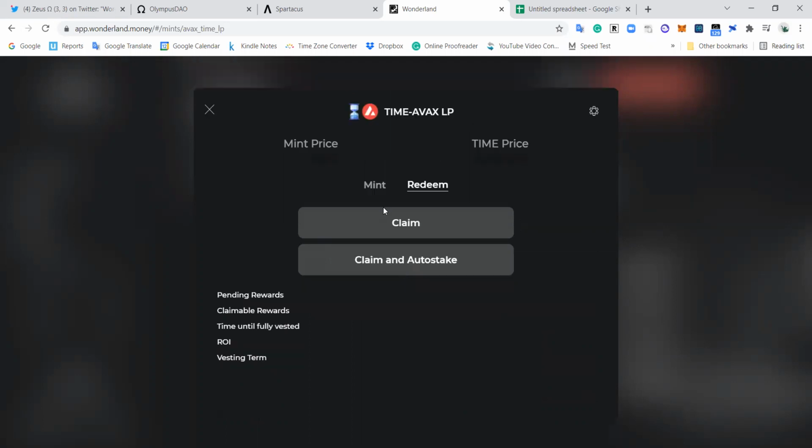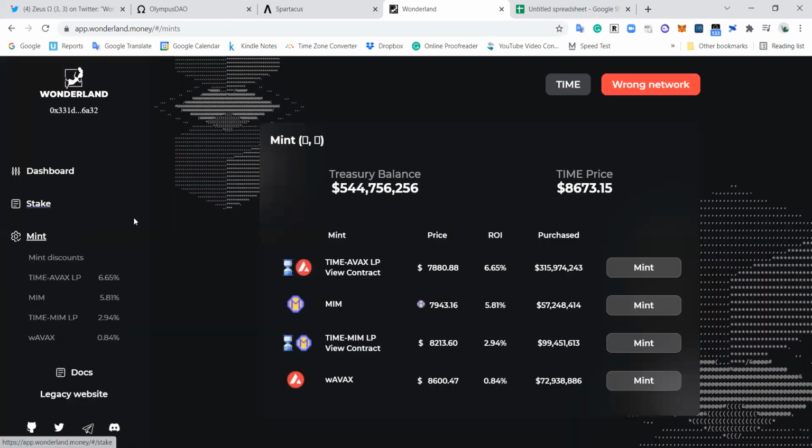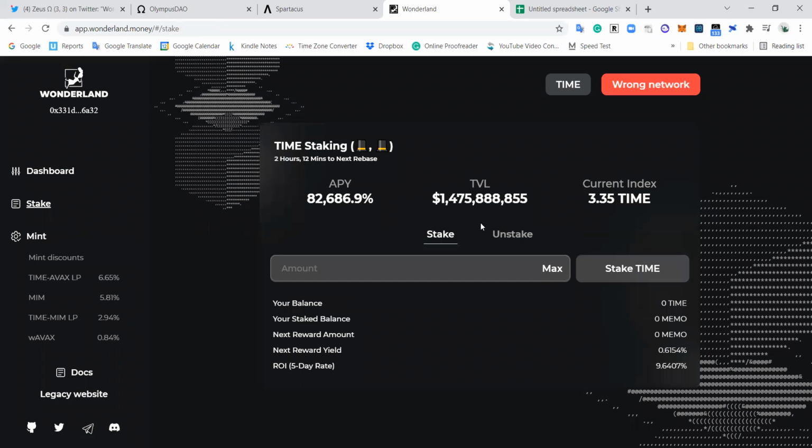So every 8 hours, I get a little bit back, every rebase up until the end of the 5-day period, when the whole amount is returned to me, and then I can do what I want with it. I can put it back in, I can stake it, or I can sell it, or some combination of the two, whatever I want.